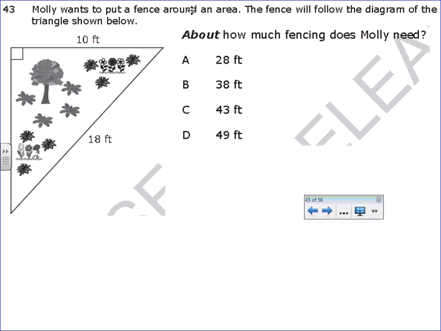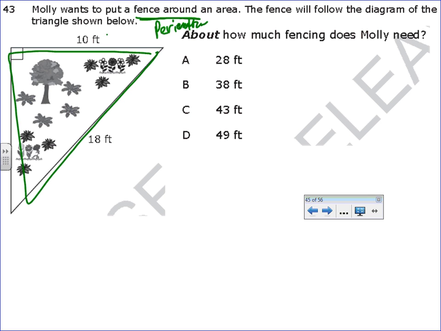The problem that makes this confusing is they're talking about fencing, but then they use the word area. So a lot of kids think, oh, I'm just finding the area of the triangle. But that's not true. She wants to put a fence, what? Around. So when you see fence around, that's telling you what? Perimeter. I want to know the distance around this entire shape.